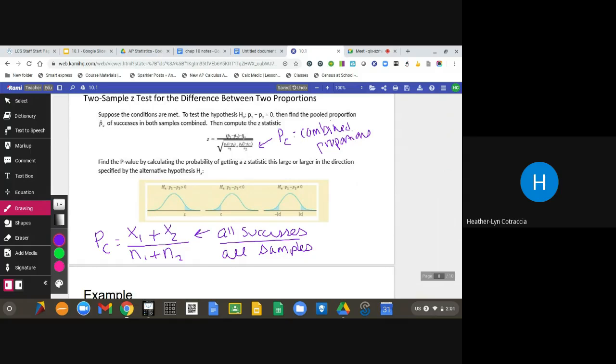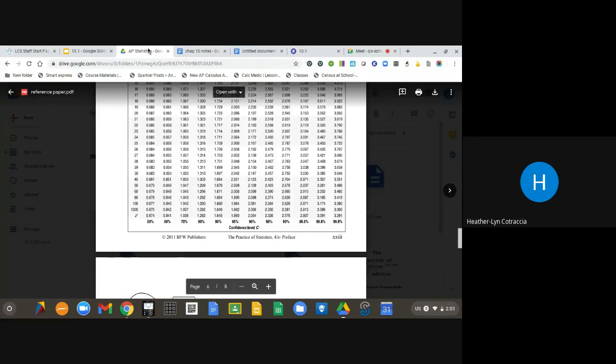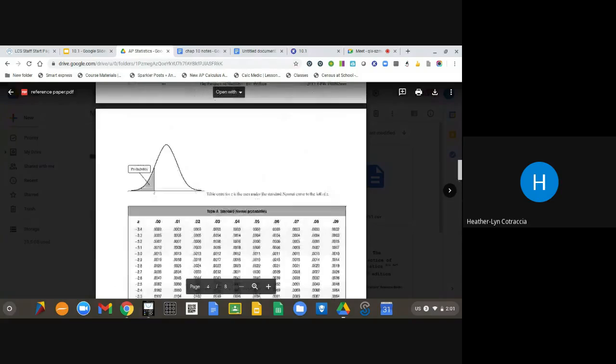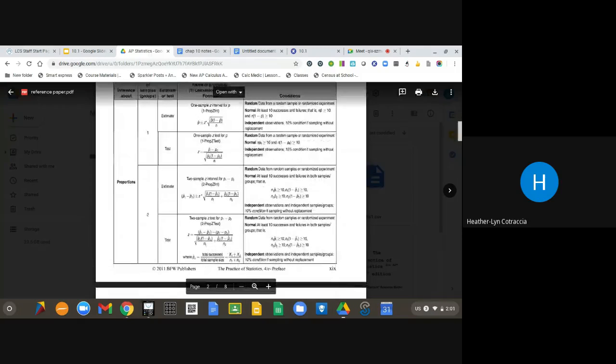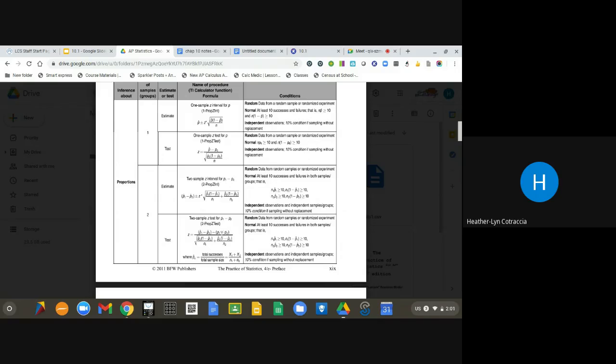You could actually put that right on your reference paper. So when you're looking at the reference paper here, this P1 minus P2, this section right here, that will always be 0. So if you want to change that on your reference paper, you could. That little section right there will always be 0.